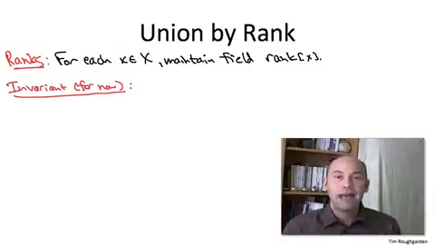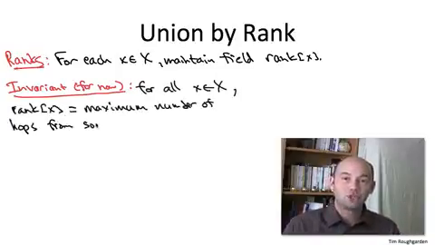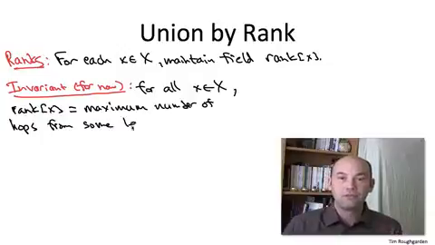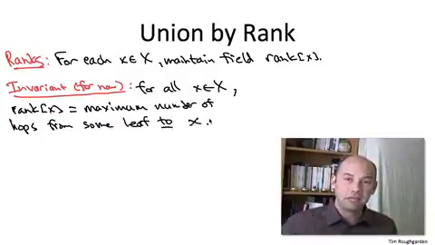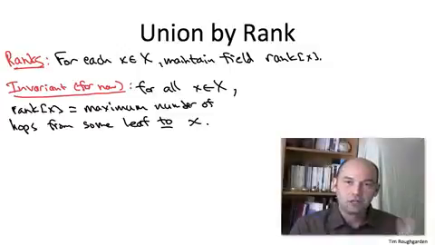It's going to be the maximum number of hops required to get from a leaf of X's tree up to X itself. So for example, if X is a root, this is going to be the worst case length, the maximum length of any leaf to root path in the tree. So just to make sure this is clear, let me draw a quick example.